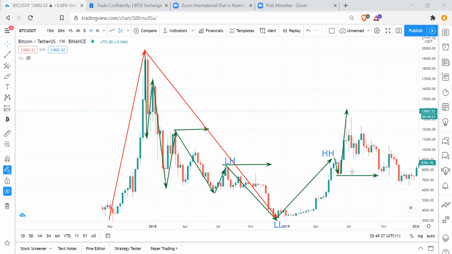What happens after it gets breached? Now we have a mini trend change, and then we have a lower high, because here we have a higher low, here we have a higher high. Now this point over here, since it breached the previous higher low, this now becomes our lower low. What does this now become? A lower high. And after that, we have a lower low.